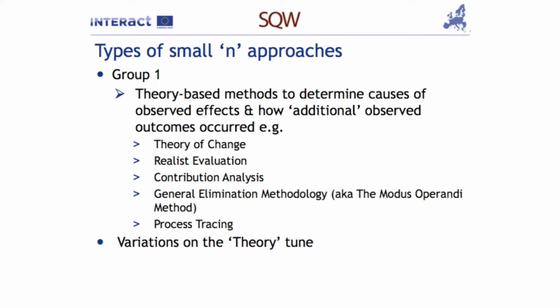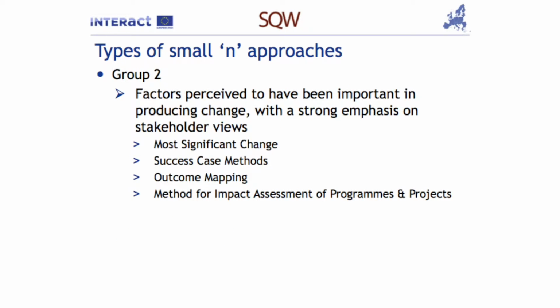And then the second group of approaches for TBIE, the variations on the theme, essentially come less out of looking at the theory of change written on paper and more from trying to understand from stakeholders, from beneficiaries, from participants, what they perceive has been important in producing change through your intervention. And the sorts of tools we've got here, and I'll say more about the first three of those: most significant change, success case methods, outcome mapping.